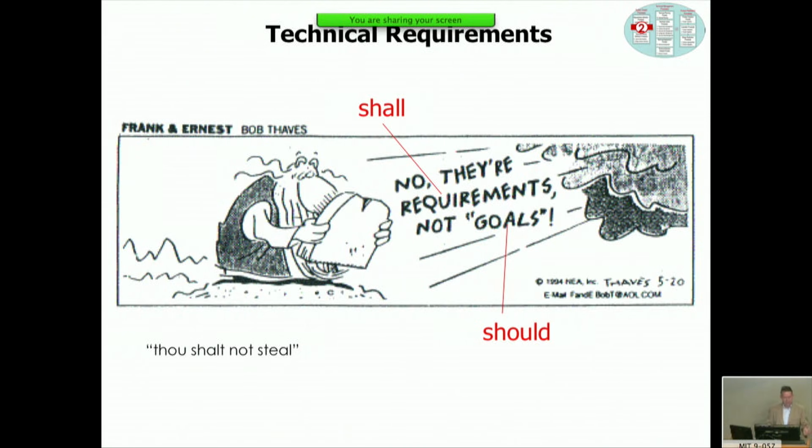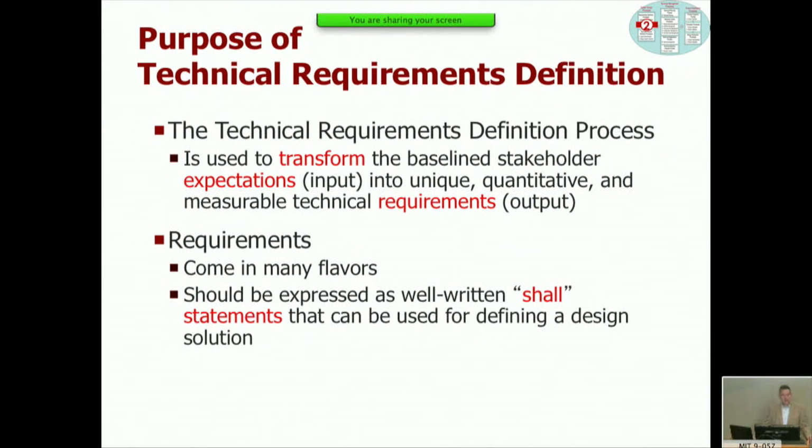Shall is a very hard constraint, and that's what you will be judged against. And should is essentially a desirable goal, but the degree of attainment is somewhat flexible. Why are we doing this? Why are we spending our time writing technical requirements? It's essentially to transform those stakeholder expectations we talked about last time into measurable technical requirements. Requirements come in different flavors, and I'll mention those flavors, and we express them in these shall statements.